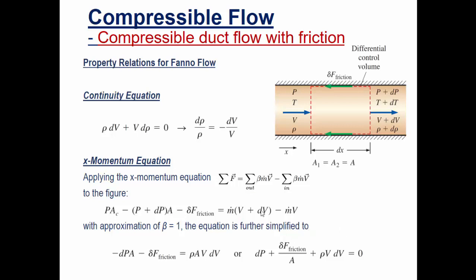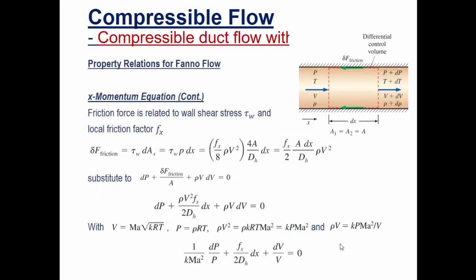And next, when we rearrange the equation, we can also simplify the equation further, as we have done previously in the earlier section when we discussed the x momentum equation. We can obtain this equation on the right hand side, where dP plus the differential of friction force divided by cross-sectional area, plus rho v dv equal to 0. Next, we continue.